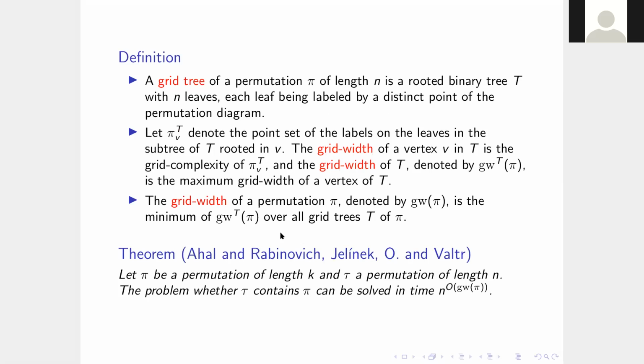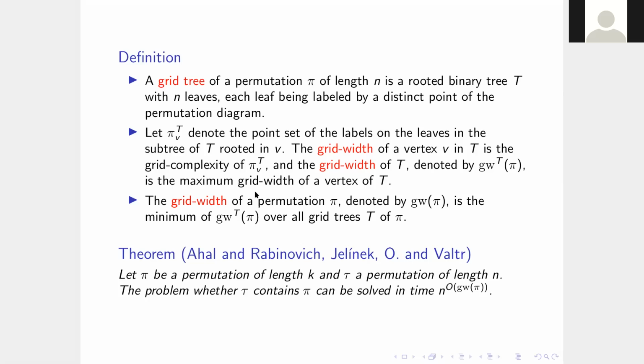And we can use this grid complexity to define grid width measure in the usual way. So we take a rooted binary tree with n leaves where each leaf is labeled by a distinct point of the permutation diagram. We call this a grid tree. And by P_v^T, we denote the point set of labels in a subtree that is rooted under v. And the grid width of a vertex v is then just the grid complexity of this subset of the permutation diagram. And the grid width of the whole tree is, as usual, just the maximum grid width of a vertex in this tree.